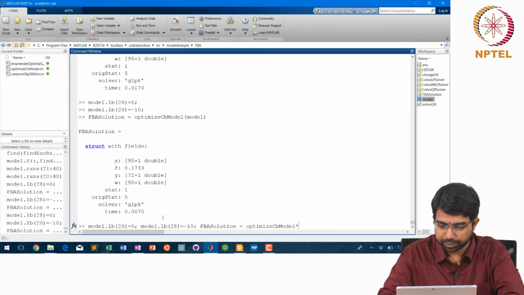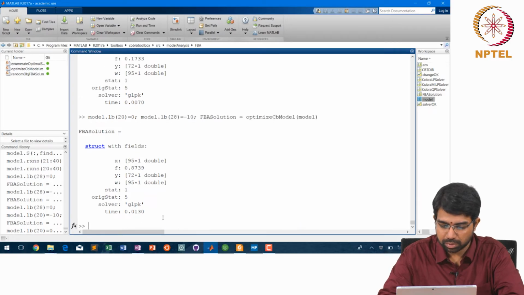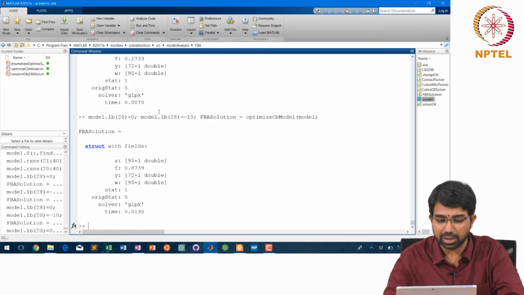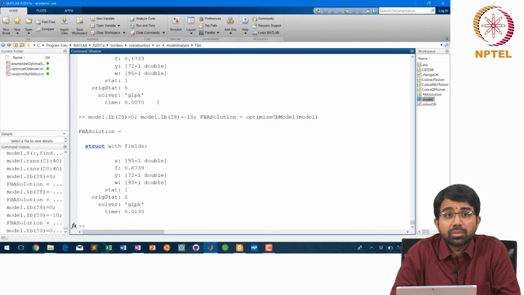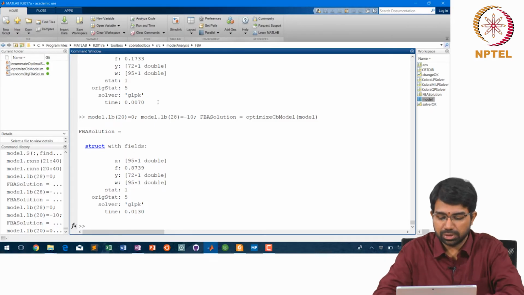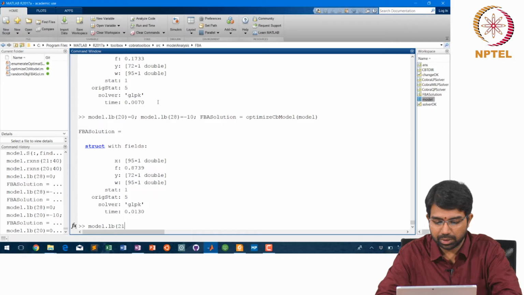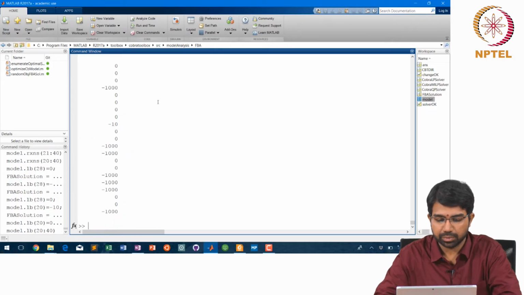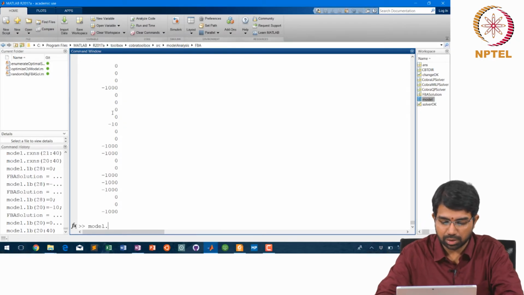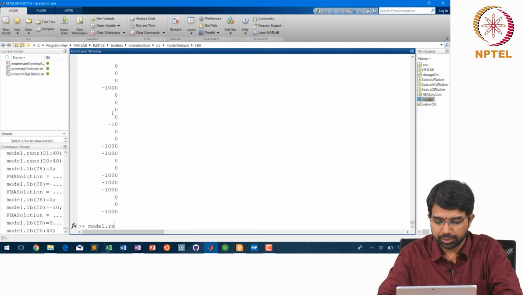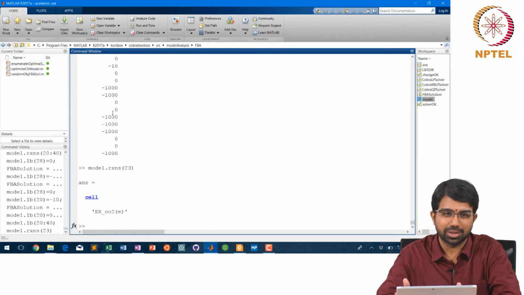Yeah. So 0.8739 versus 0.1733. So initially acetate was 0? Initially acetate was 0. Initially everything was 0. So it was like this, model.lb(20 to 40). There are minus 1000 also. Yeah, but those are different things. So this is 20, 21, 22, 23. So model... that's carbon dioxide.